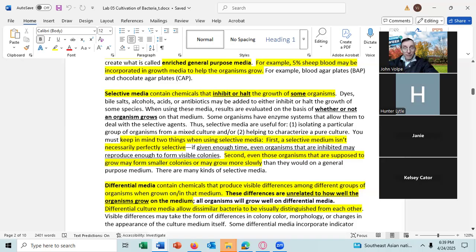An example of a selective media is 7% sodium chloride media. If the organism cannot grow in 7% sodium chloride, then it will not grow and will be selected against. Any question about any of that?